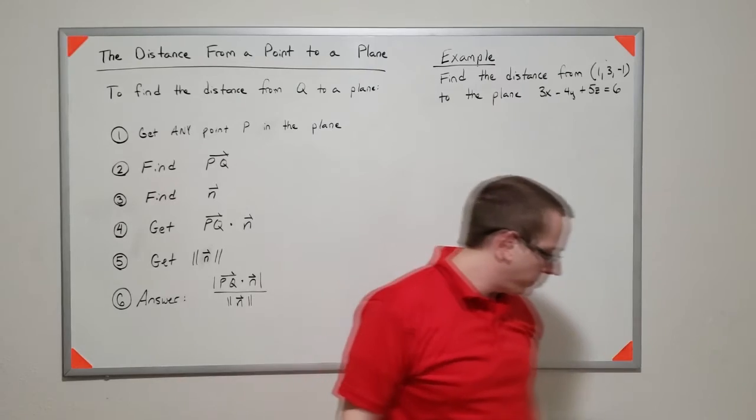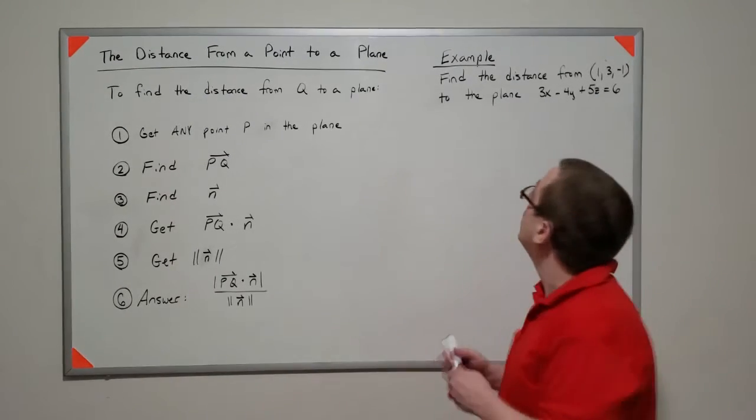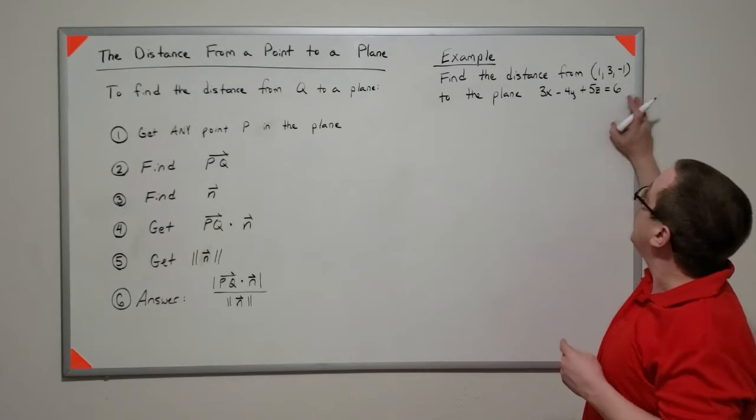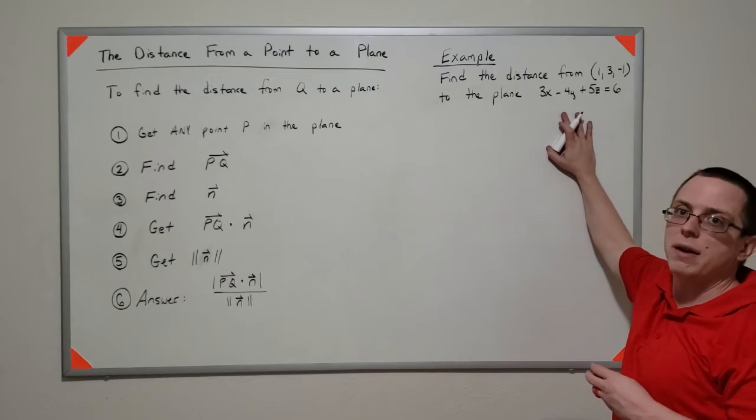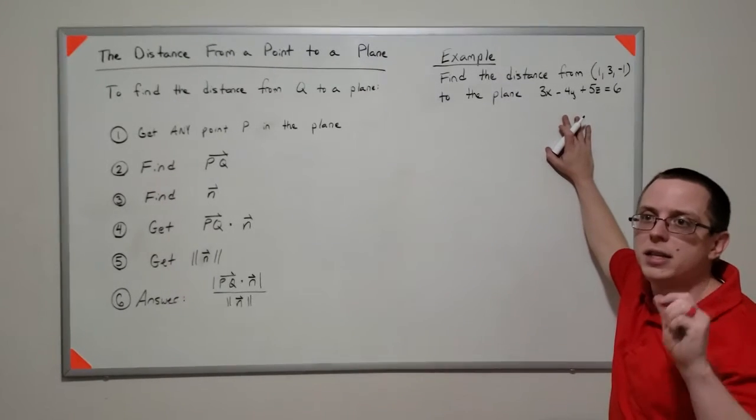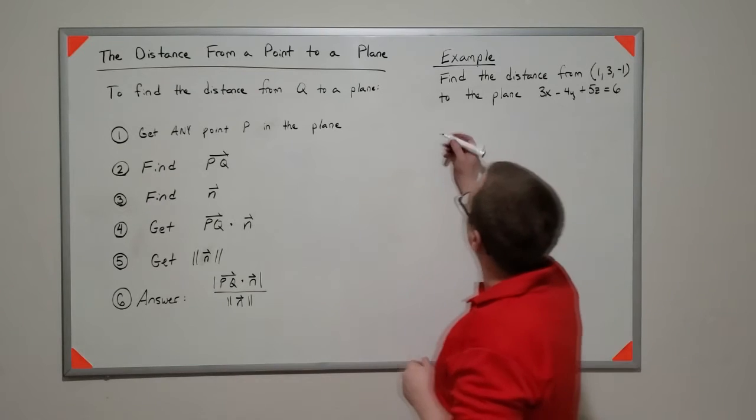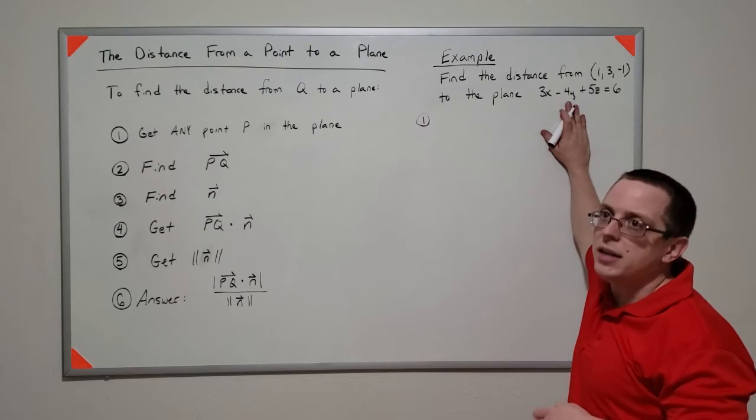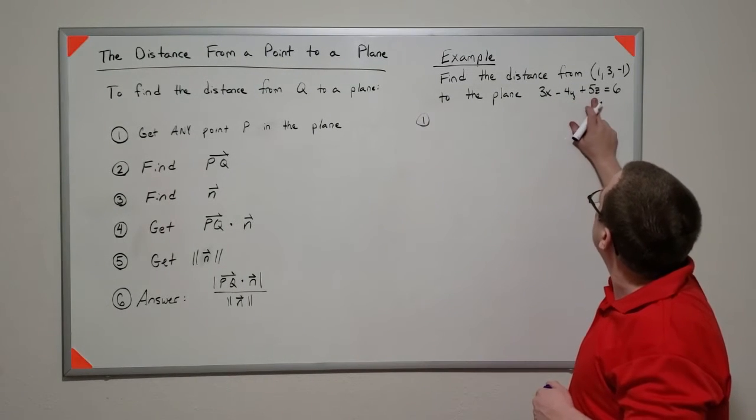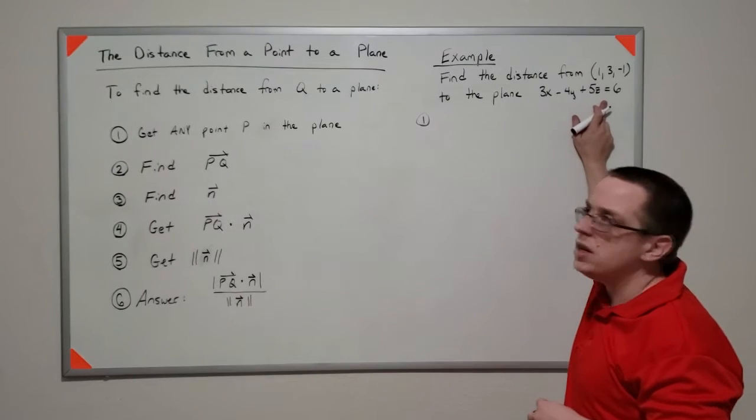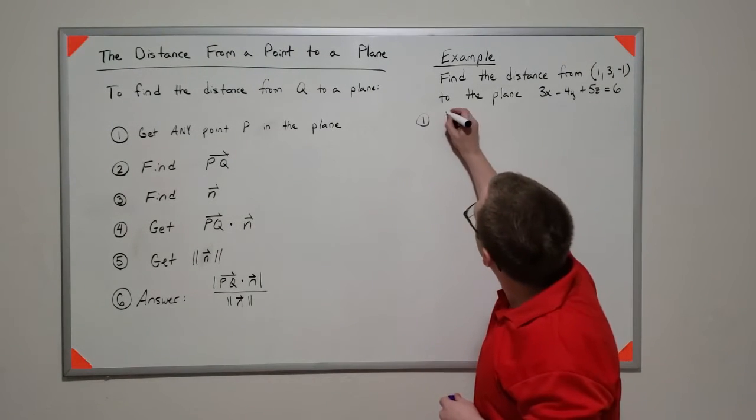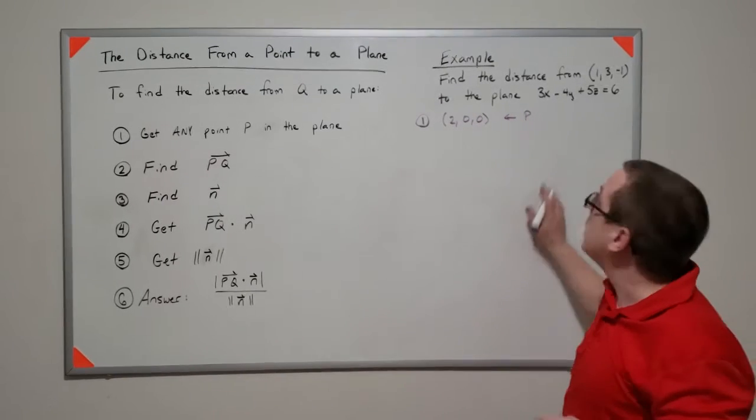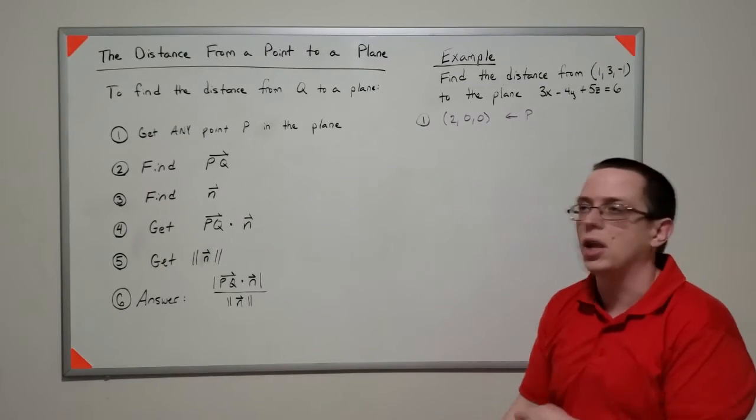So let's do an example. If I have some point, 1, 3, negative 1, and I have a plane, 3x minus 4y plus 5z is equal to 6, we want to find the distance from that point to that plane. So the first thing is to find a point P. Well, if I set y equal to 0 and z equal to 0, then I get the point 2, 0, 0. And that satisfies the equation, so we know that it's a point in the plane.